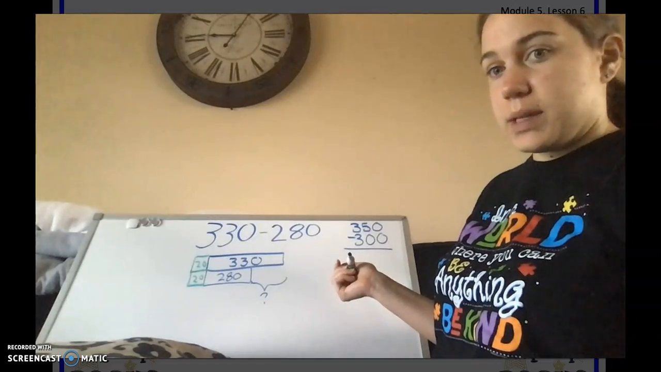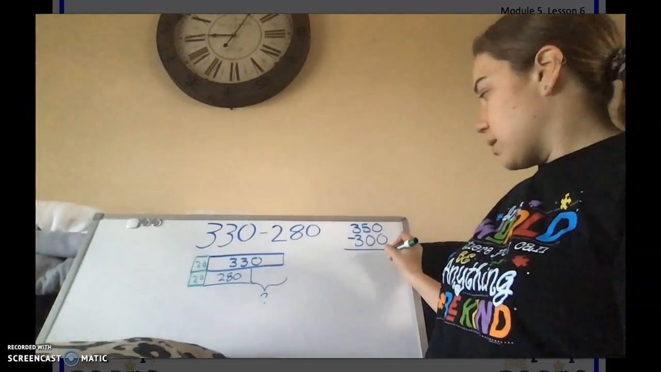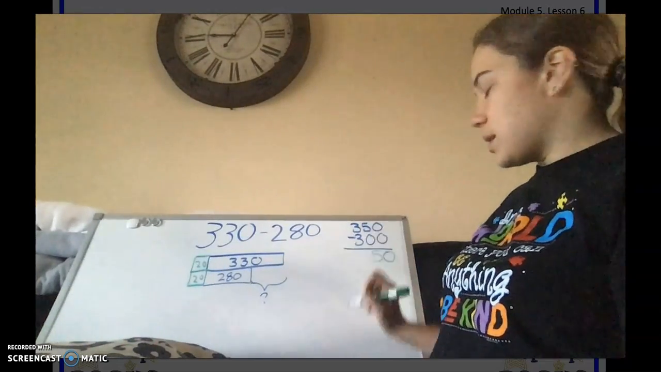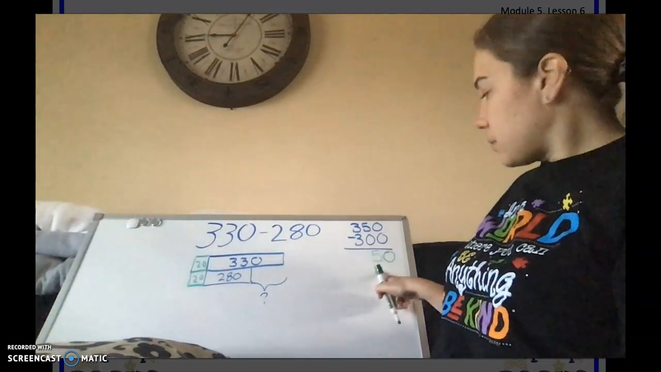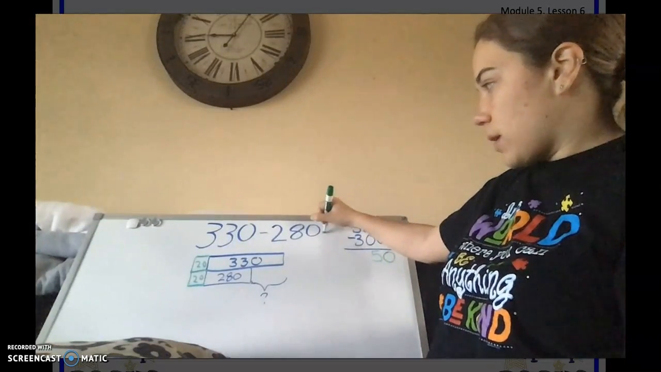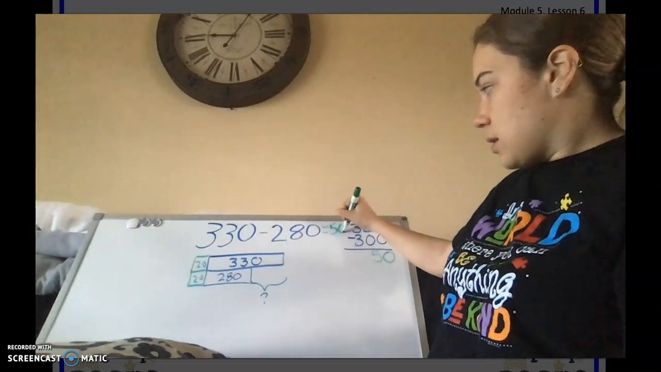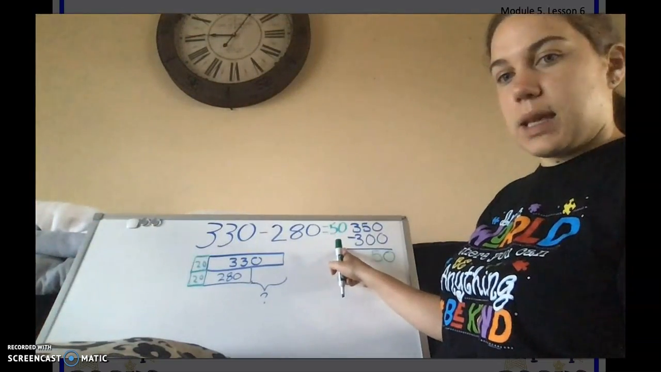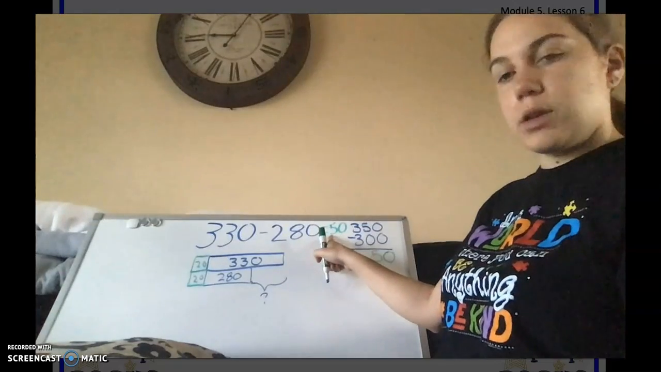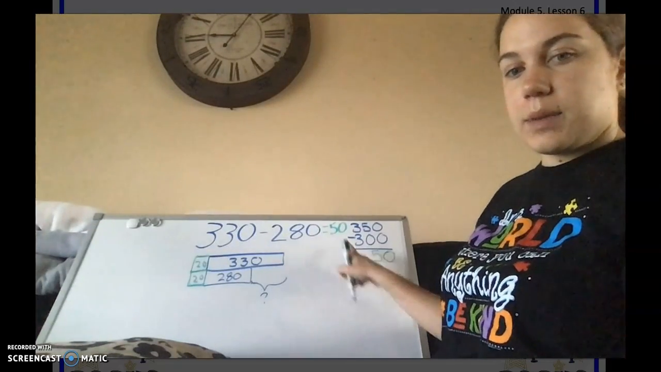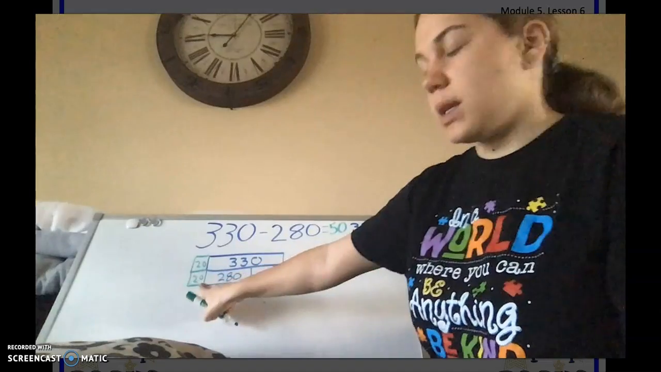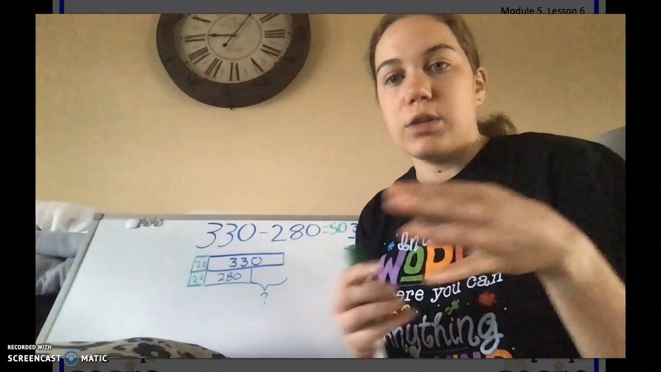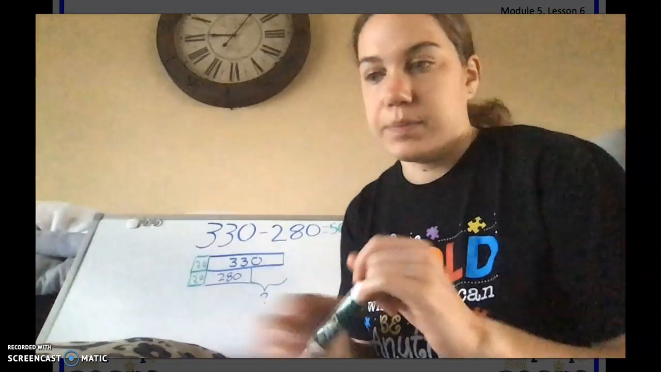You don't even need to use your place value chart for this because 0 minus 0 is 0. 5 minus 0 is 5. 3 minus 3 is 0. So you have 50. So 330 minus 280 is 50 because remember this is the same difference. That's what you're finding when you do subtraction. This has the same difference as this because you just added 20 to both of them. So you didn't change how far apart they are, you just changed the number size.